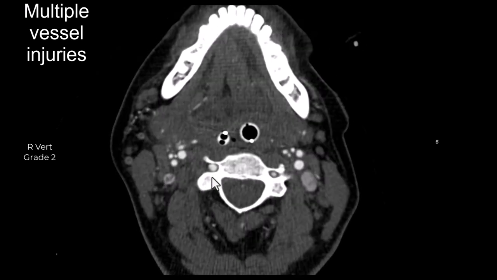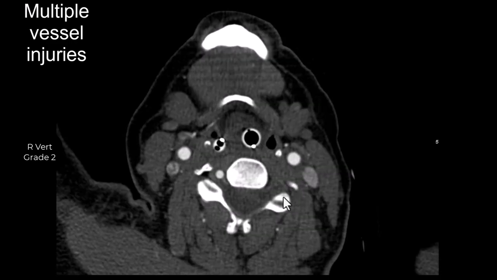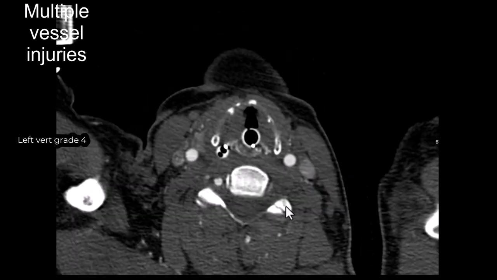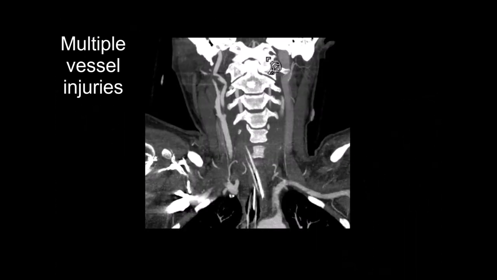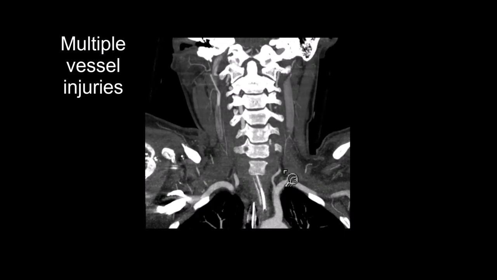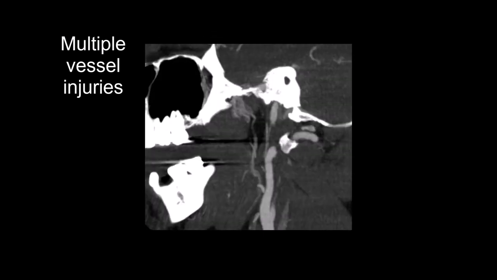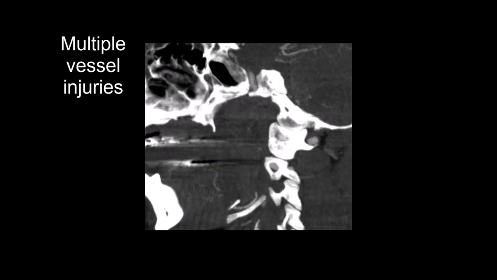The right vertebral artery has other areas of vascular injury more proximally as well, like that one. And the left vertebral artery has a grade 4 injury when it has a segmental occlusion in the mid-cervical segment. Those injuries can also be seen in the coronal plane. Here we see the distal right internal carotid artery injury with the narrowing and the pseudoaneurysm formation. We can see the segmental occlusion of the left vertebral artery, and on sagittal images we see some of those filling defects of the right vertebral artery at multiple levels.